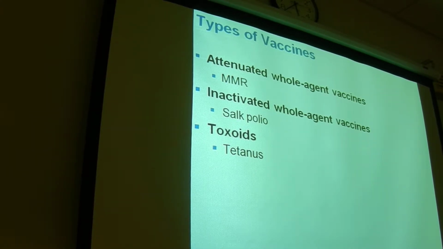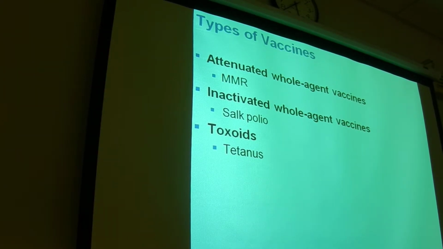Attenuated whole agent vaccine basically means you either take the virus or the bacteria, whatever it may be, and it's a weakened form of that microbe. So it can be weakened, it can be mutated in a way that makes it weakened, it can be heat treated, it can be treated with different kinds of chemicals to make it weaker.